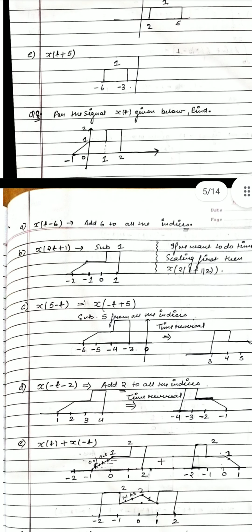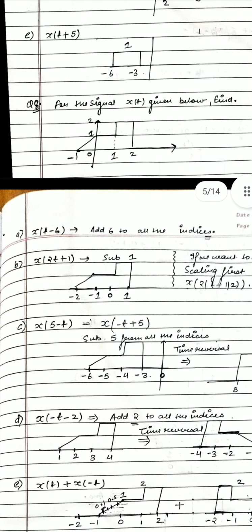So for the signal given below, we have to find x of t minus 6. X of t minus 6 is simple, that is, add 6 to all the indices and then print the graph as it is. We have to copy the graph as it is after adding 6 to all the indices.